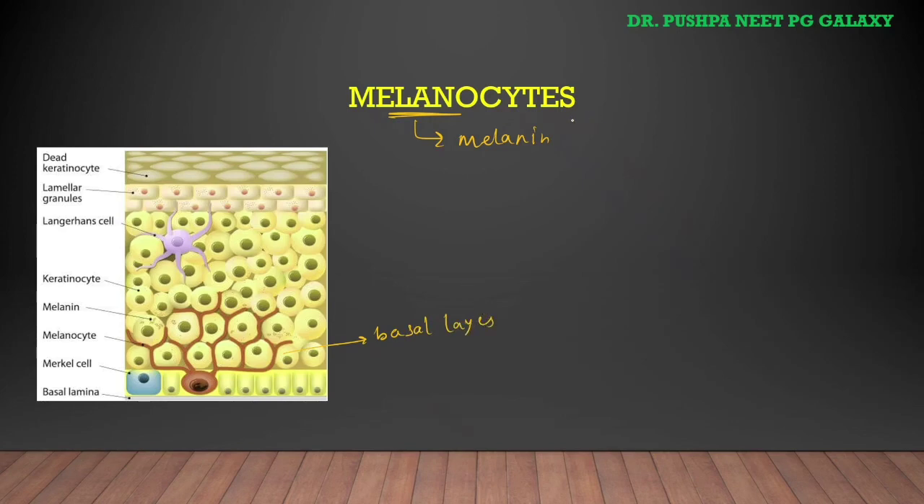This melanocyte is derived from the neural crest. These melanocytes drop the melanin through the dendritic cells into keratinocytes. This is called dropping mechanism. There will be finger-like projections between melanocyte and keratinocytes. So, melanocytes will produce melanin, which they will drop to keratinocytes through dendritic cells.